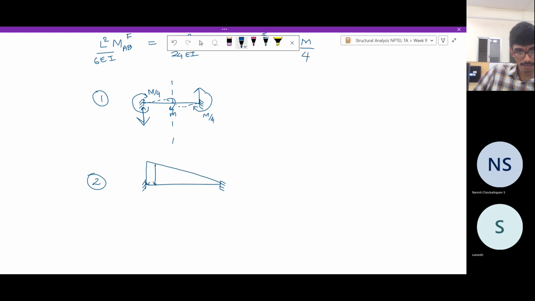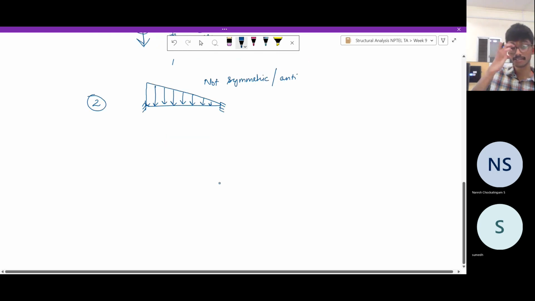You have a linearly distributed loading. How to do it? Here it is easier if we use the conjugate beam method. Note, it is not symmetric, nor anti-symmetric. So you cannot use any symmetry arguments to simplify this. We have two unknowns and they have to be solved for. Since we need to solve simultaneously, let us use the principle of virtual work.